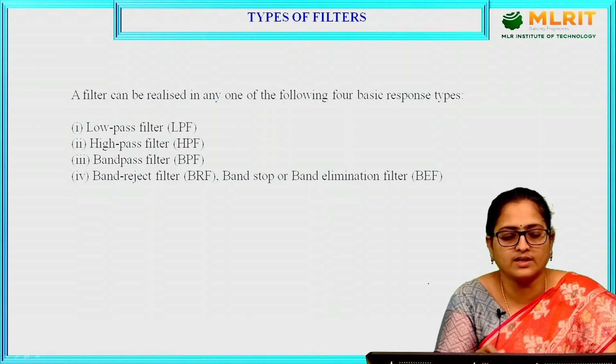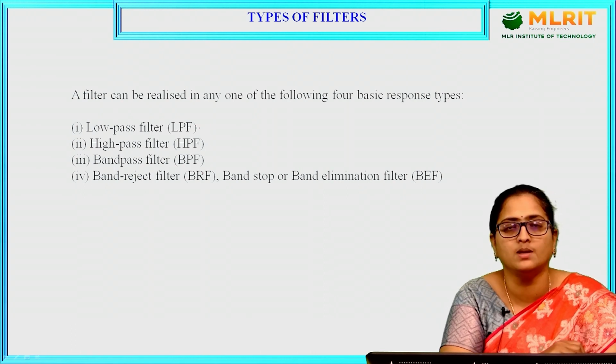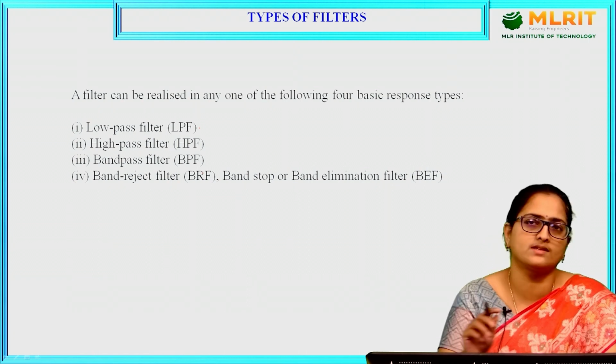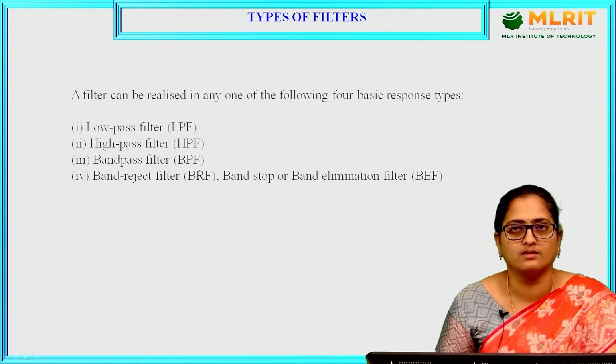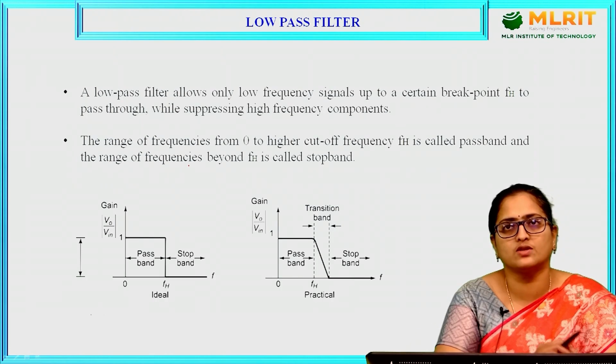There are 4 different types of filters, which are low pass, high pass, band pass and band reject filter. We also have another filter which is called the all pass filter. We will see them one by one, but here we will see the basic characteristics of low pass filter, that is, the ideal and practical characteristics of these 4 filters.